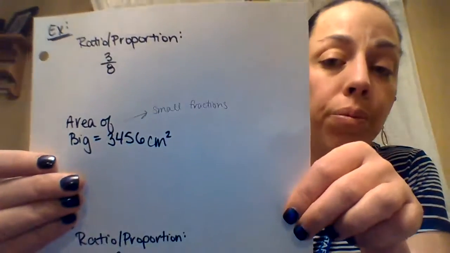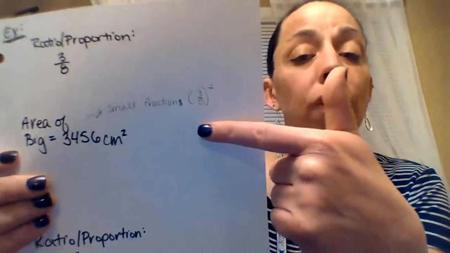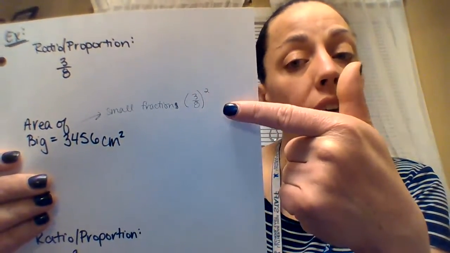That's why I said put down in your notes to go back to 1430 for sure. You're going to need the small fraction, which means you need to pick 3 over 8. But don't forget, since we're finding area, we're supposed to square. So our small fraction would be 3/8 squared.